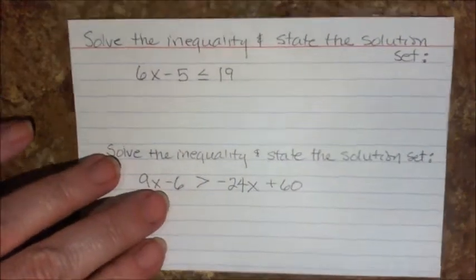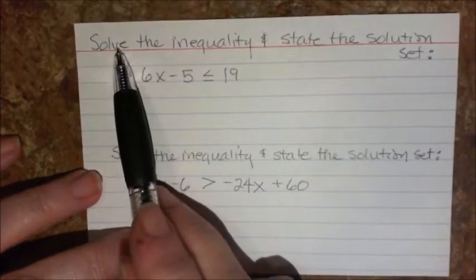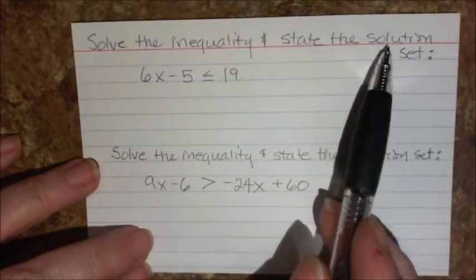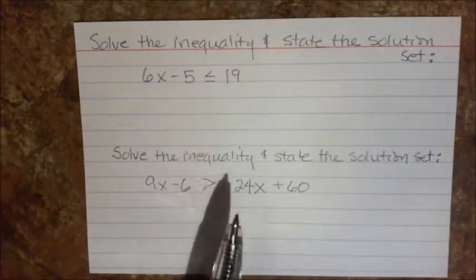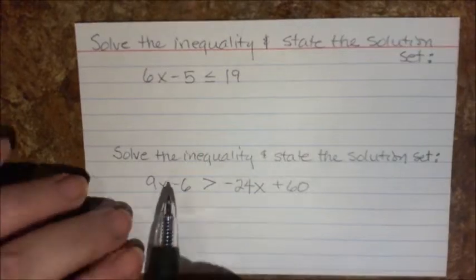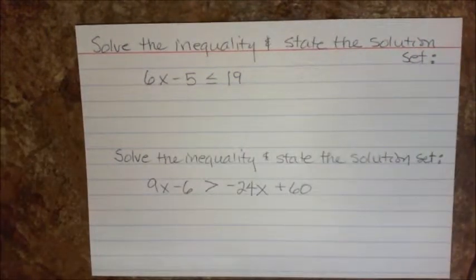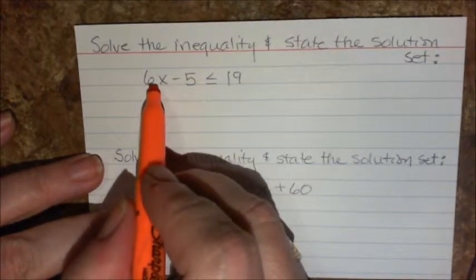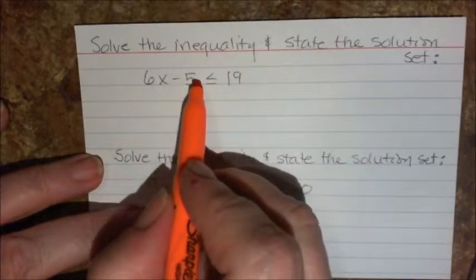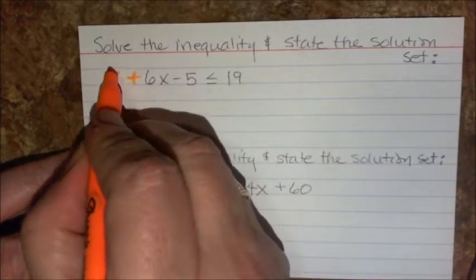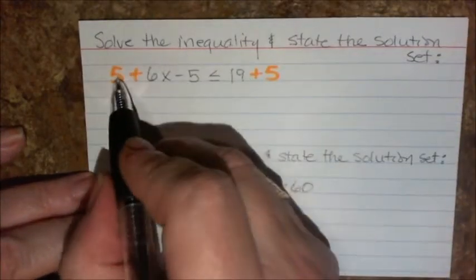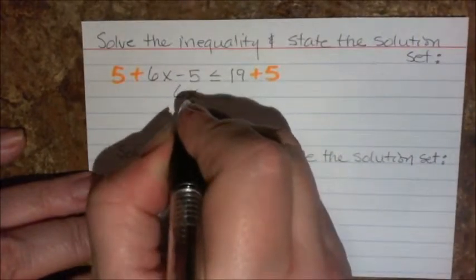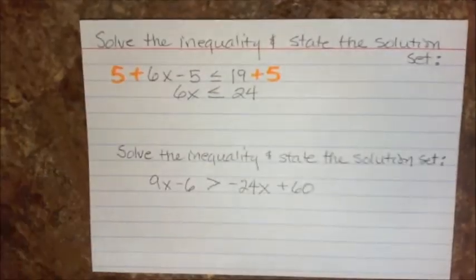Okay, let's solve another couple. Now on these we're not asked to graph. It says solve the inequality and state the solution set. So we'll talk about how to state the solution set without drawing a graph. To solve this like an equation, we want to isolate the variable term, so we need to eliminate the minus 5 with a plus 5 on both sides. This zeroes out and leaves us with 6x is less than or equal to 19 plus 5, which is 24. Now we're ready to divide both sides by 6.